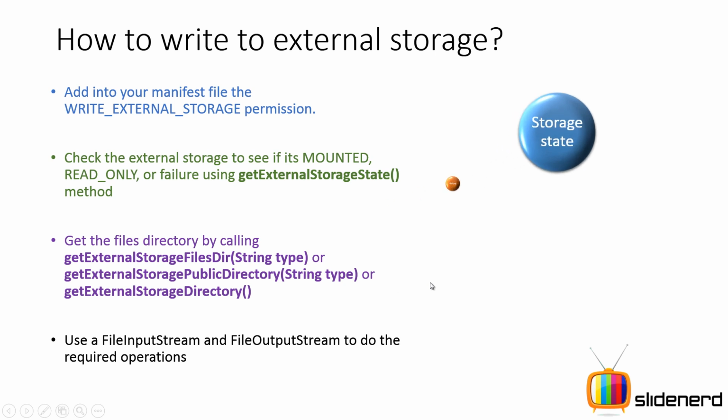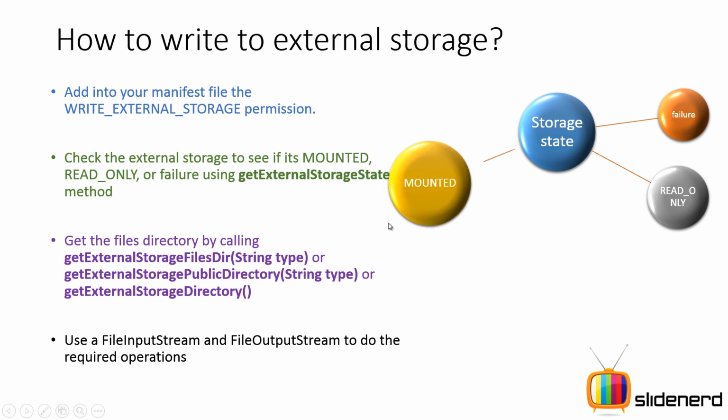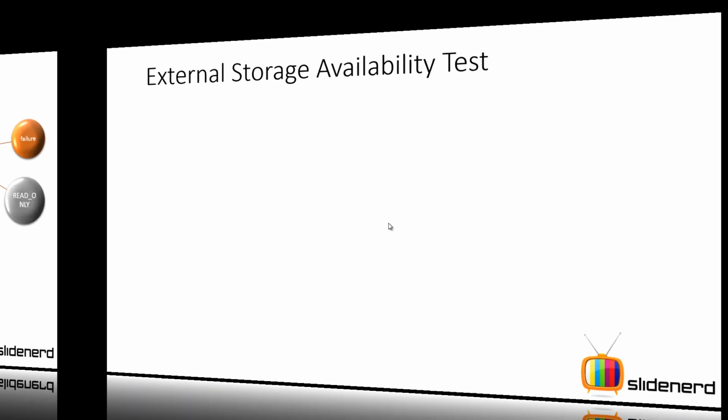Now let's talk about the storage state. The external storage can be in three states. That is, it can be read only, it can be mounted, or if both are not there, that means it's failed. Now let's talk about the availability test. Now here we are gonna see a simple test that checks if our external storage is ready to be accessed by our app or not. So let's see how that can be done.